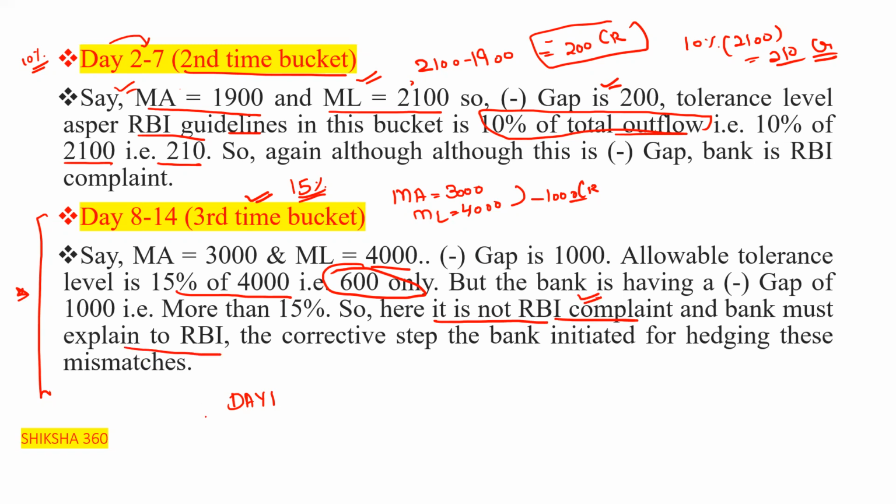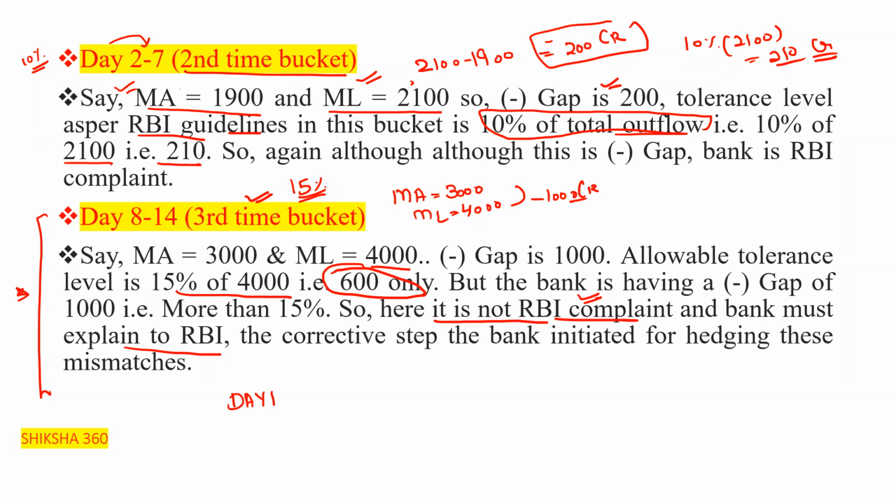Here the bank must explain to RBI what are the corrective steps that the bank has initiated for hedging these mismatches, basically how to control this liquidity risk.